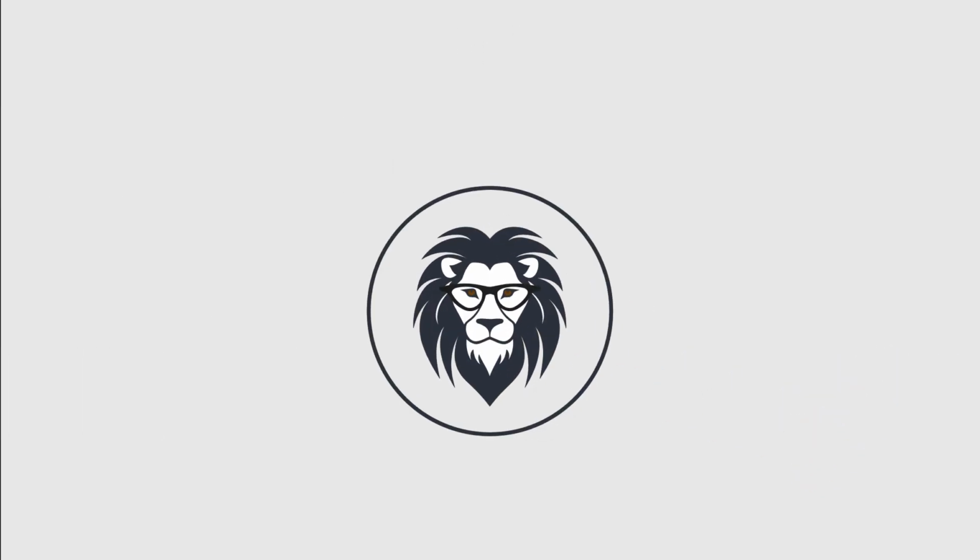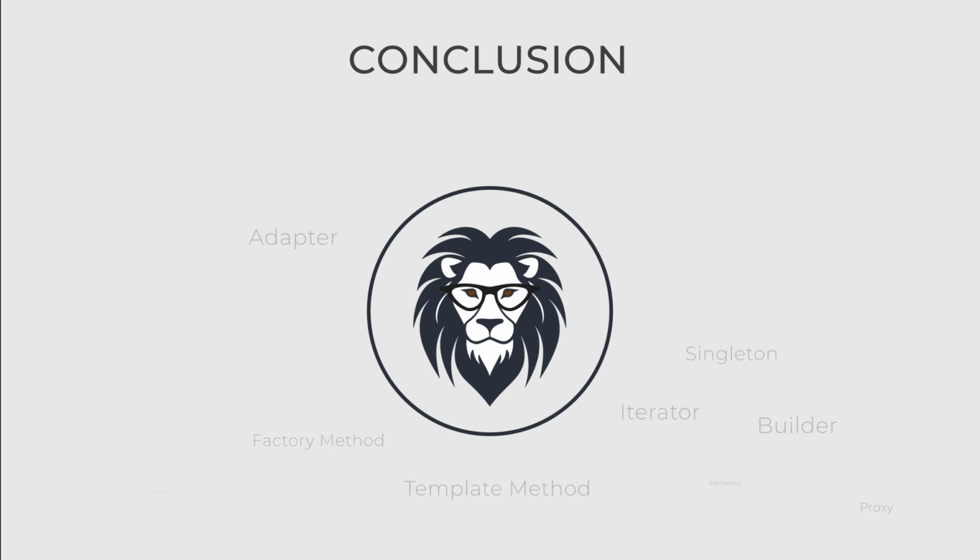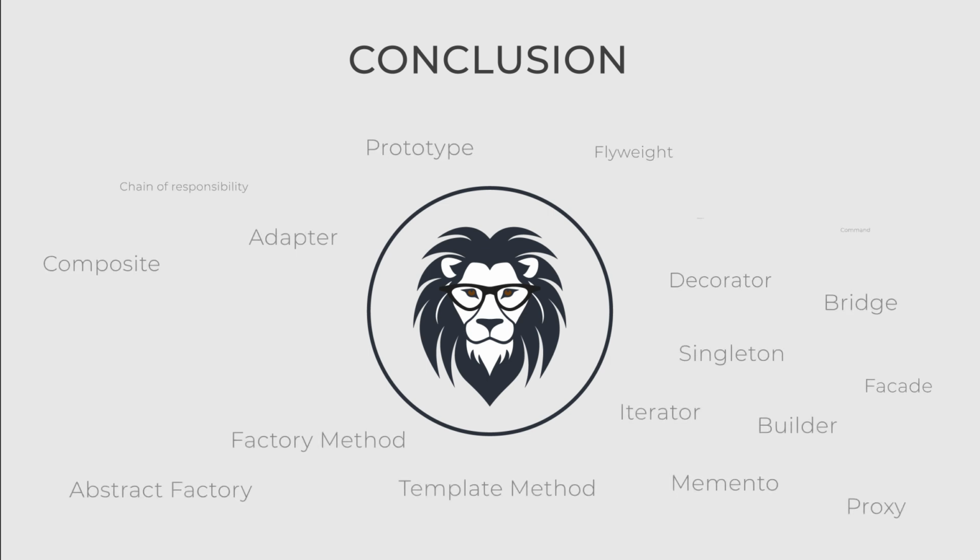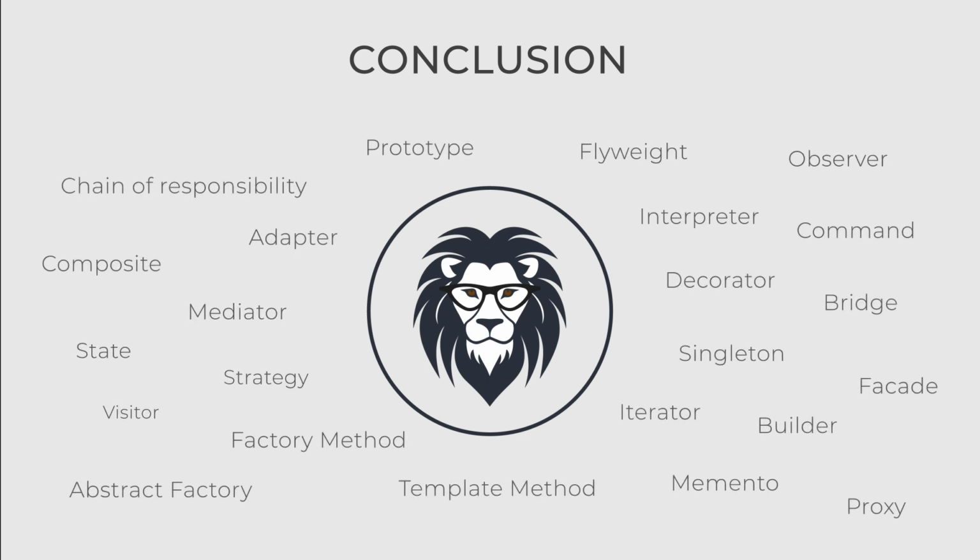In conclusion, design patterns are your secret weapon in software development. They offer elegant solutions to common problems, making your code more stable and maintainable. Whether building a small application or a complex system, the patterns are your trusted allies.